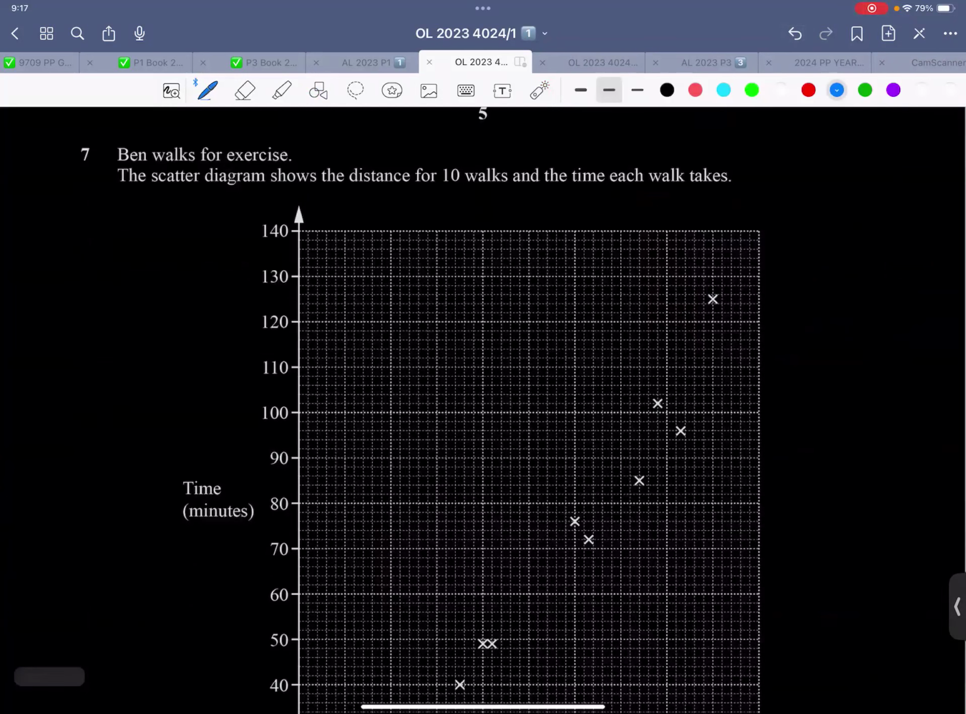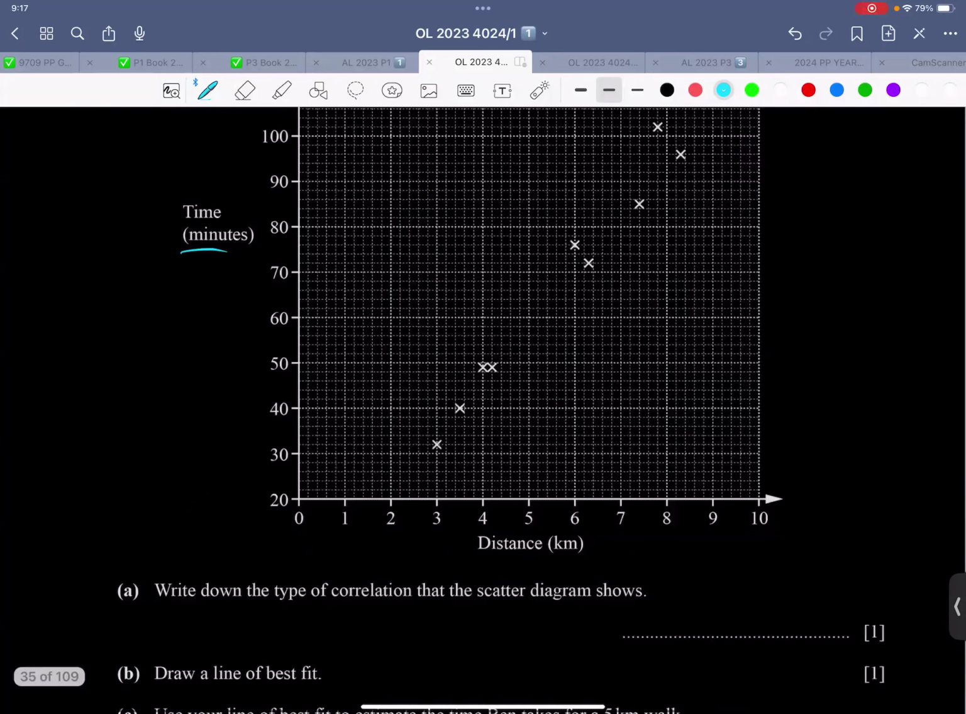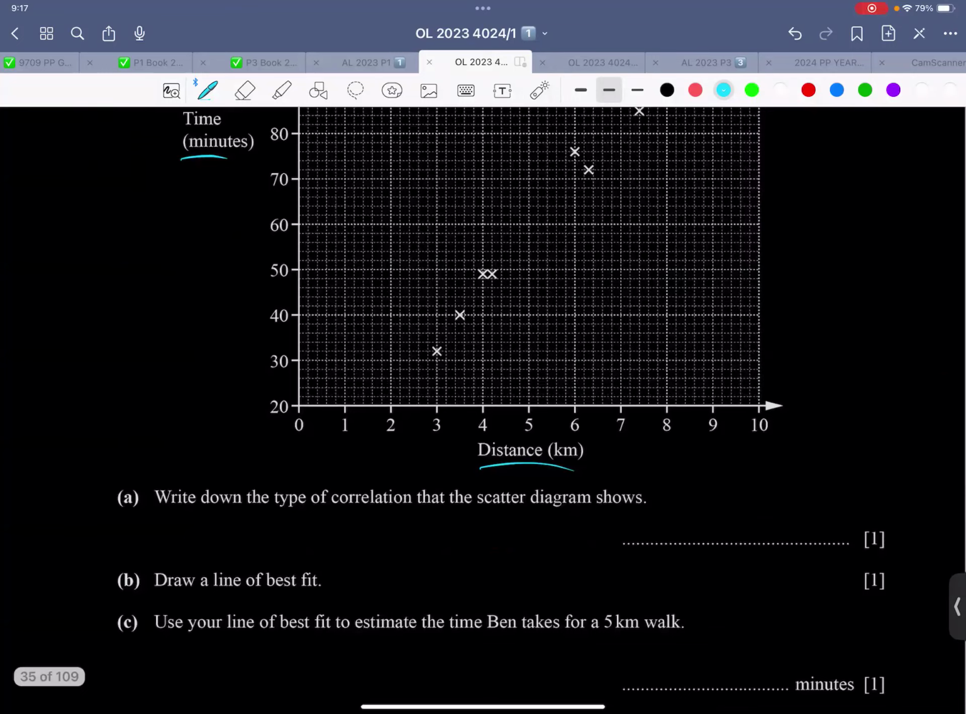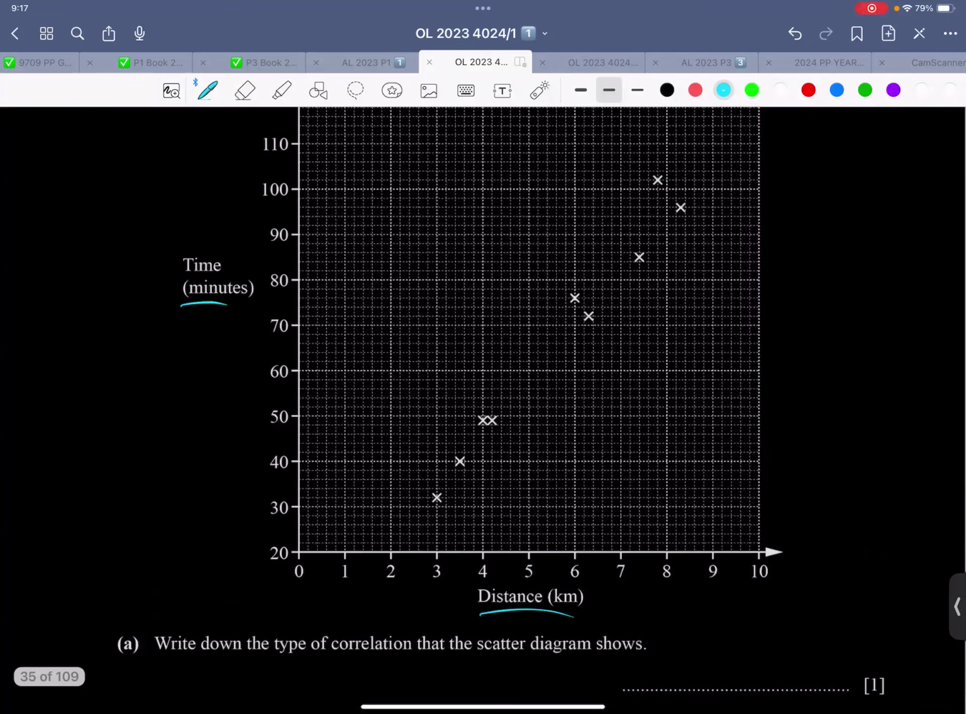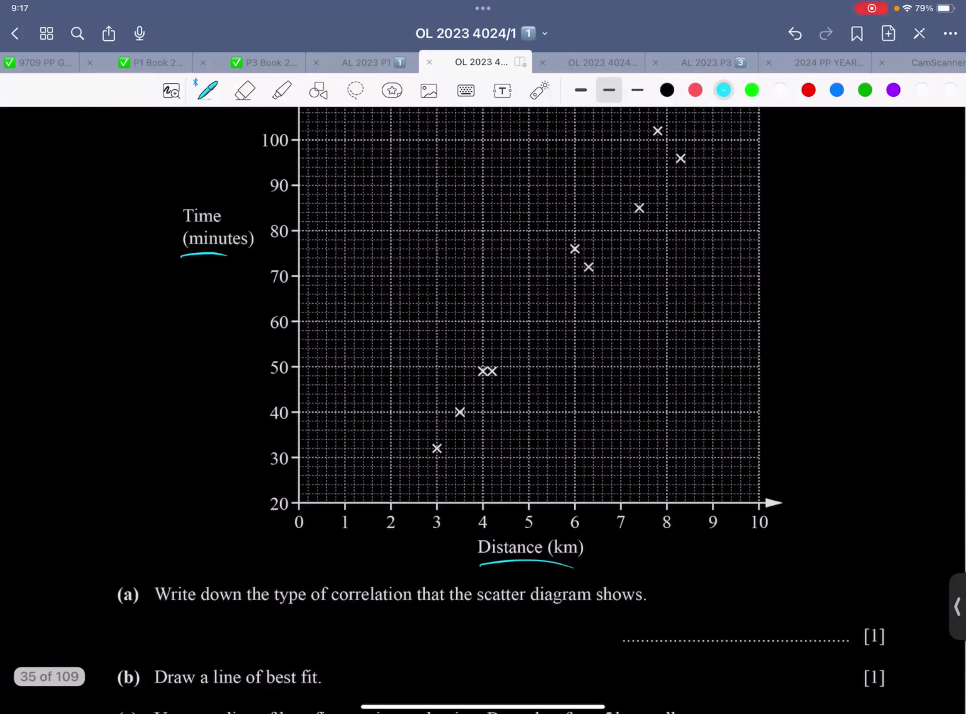Question number 7. It says Ben walks for exercise. The scatter diagram shows the distance for 10 walks and the time each walk takes. So it's time in minutes on the vertical axis, distance in kilometers. Write down the type of correlation that the scatter diagram shows. And then it's asking to draw a line of best fit.